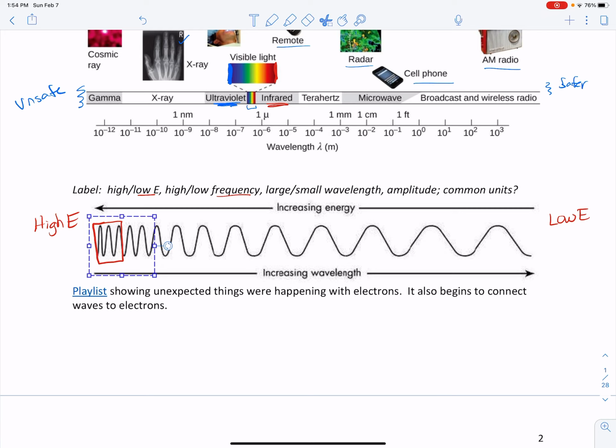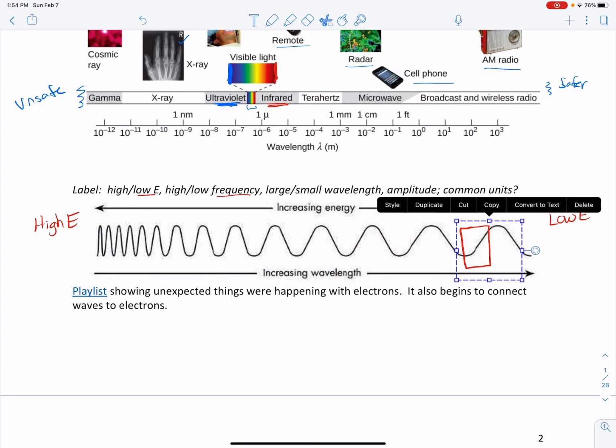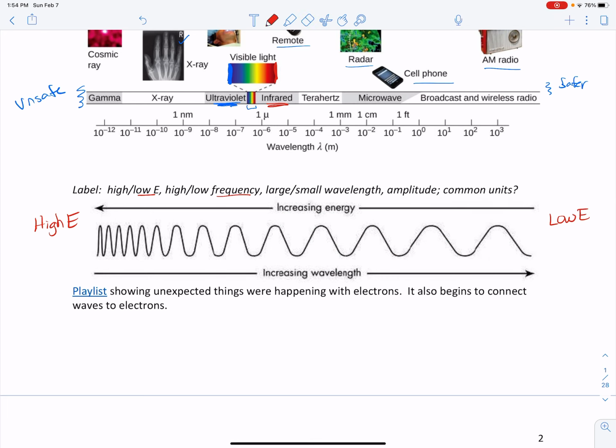So frequency on this end, we would say that it's high because there are several waves that pass. And on this end it is low because there's only part of a wave that passes. And the frequency, remember, is that funny little nu symbol.